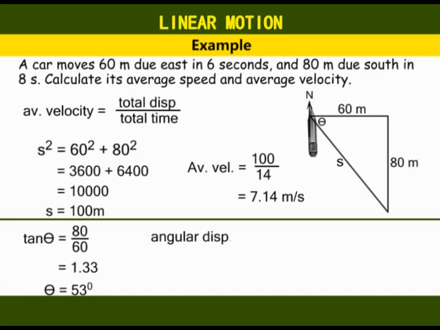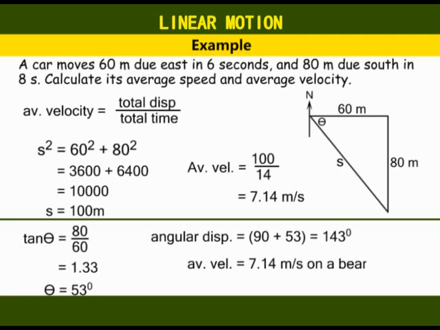So from north, this is 90 degrees, and then another 53 degrees, and that gives us 143 degrees. So average velocity is 7.14 meters per second on a bearing of 143 degrees.